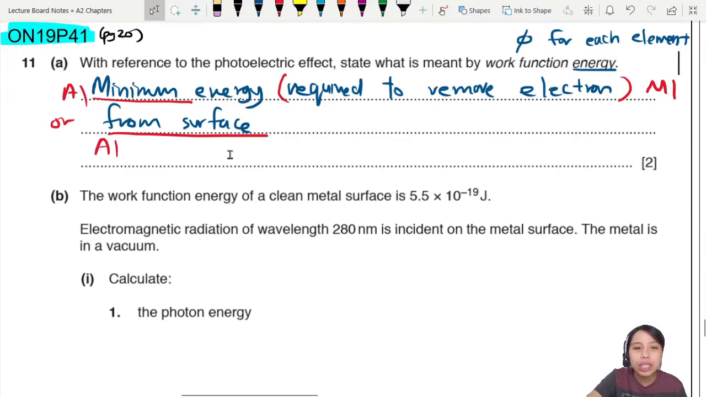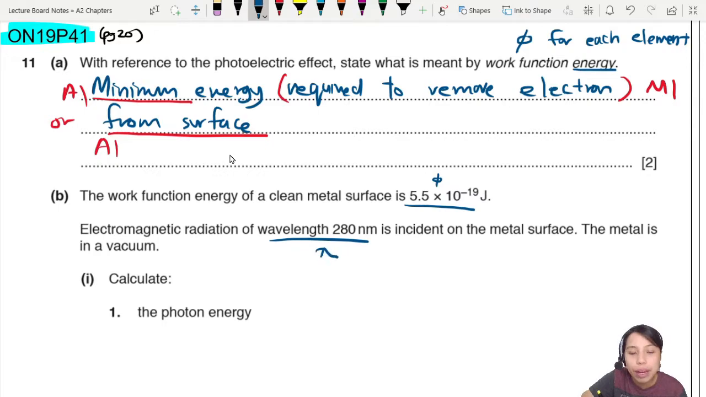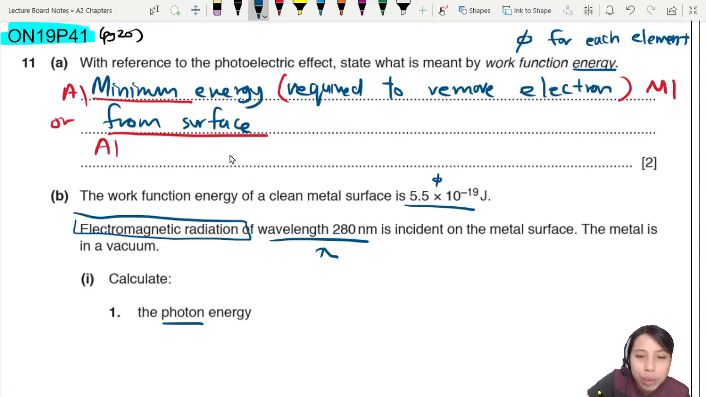Okay, work function energy of a clean metal surface is 5.5 times 10 negative 19. So this one I'm going to write straight away. Oh, this is my phi. An EM radiation of wavelength, ooh, when I see wavelength, I put lambda, is incident on the metal surface, so it's shining on the surface. The metal is in a vacuum. Calculate the photon energy. What's a photon? Photon is referring to this electromagnetic radiation.